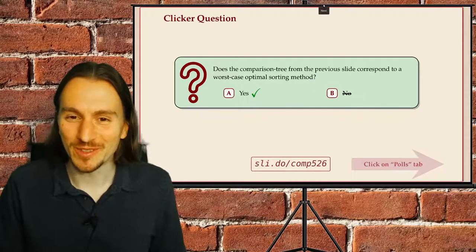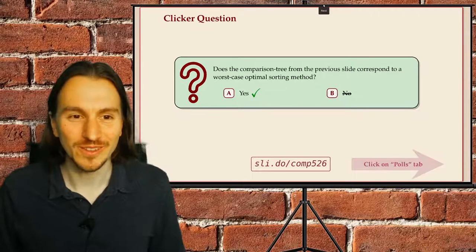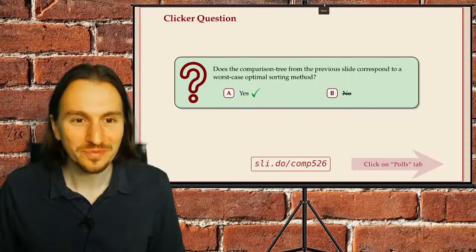With that exciting statement, I'll conclude the section on the lower bound.